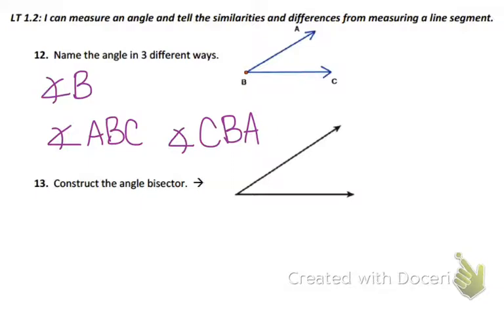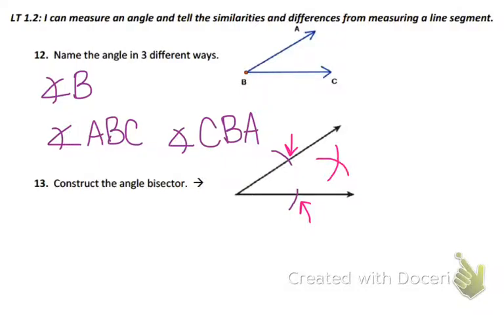You open up your compass, and then you're going to make these arcs. You're going to make an arc on both the rays. You can connect the arcs, or you can just do an arc and an arc. And then from each of those arcs, you're going to put your compass pointy end right here, and then you'll make an arc on the inside. Put your compass pointy end over here, and you'll make an arc on that side.